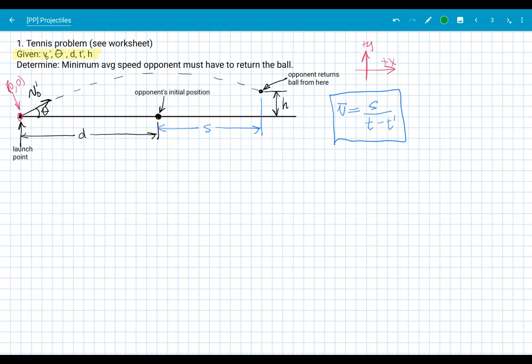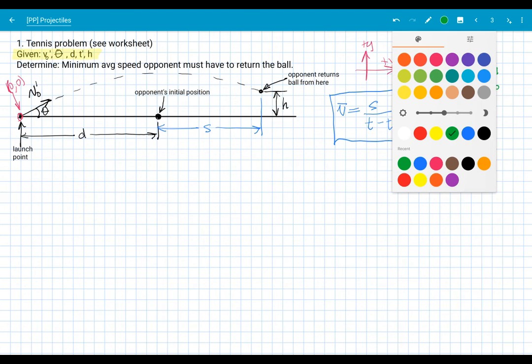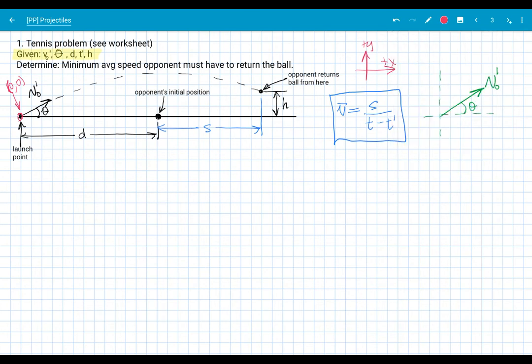Let's go ahead and take that initial velocity vector, just given here as V naught prime. Here's theta, and let's break that up into its components. I'll switch color and do that. Here's my y component, and I'm going to remind us that positive y is upward. And then here's my x component, and positive x is rightward.